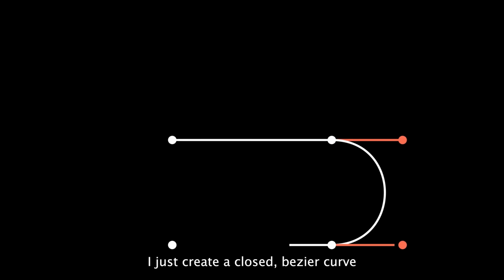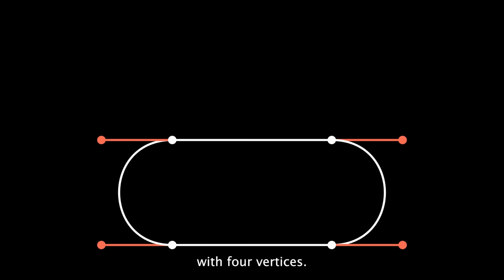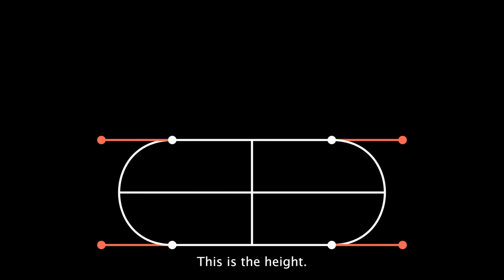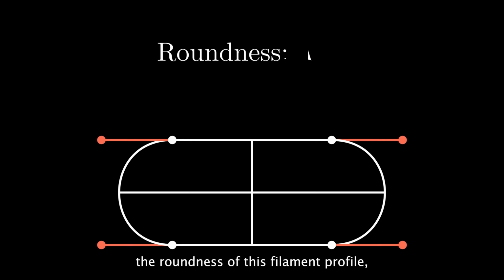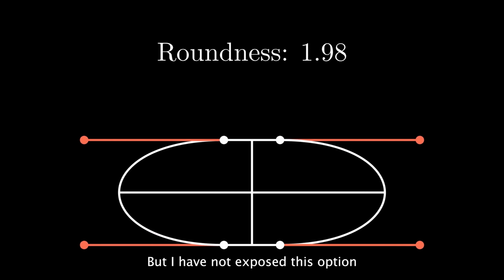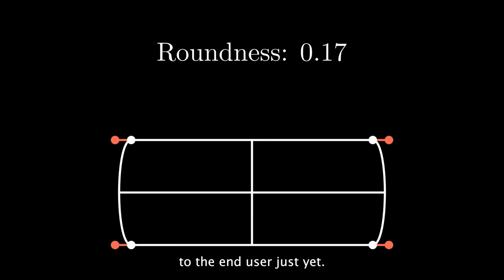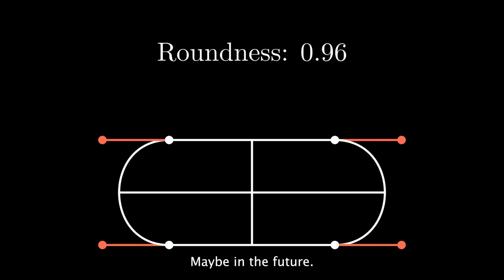I just create a closed Bezier curve with 4 vertices. I manage the handles in such a way that it approximates the shape of deposited filament. This is the width, this is the height. You can actually even vary the roundness of this filament profile, this extrusion profile, but I have not exposed this option to the end user just yet, maybe in the future.